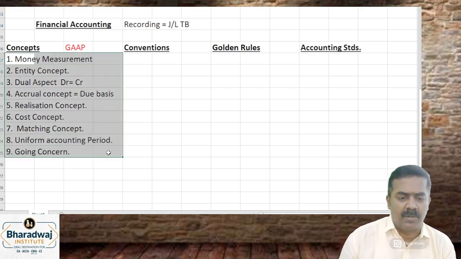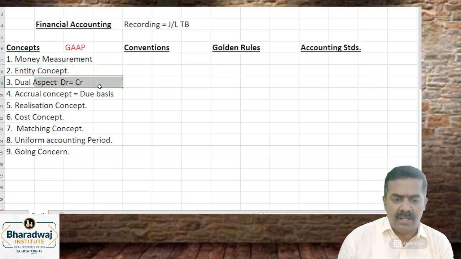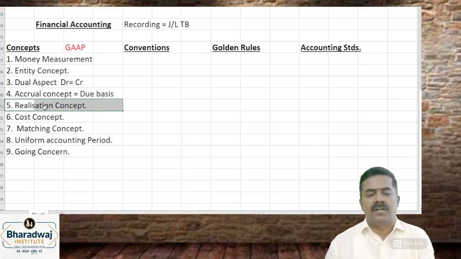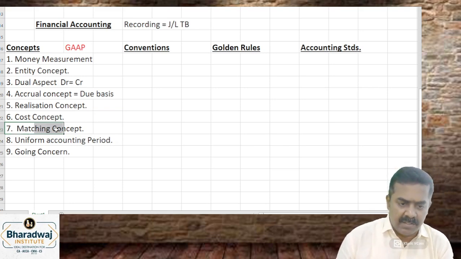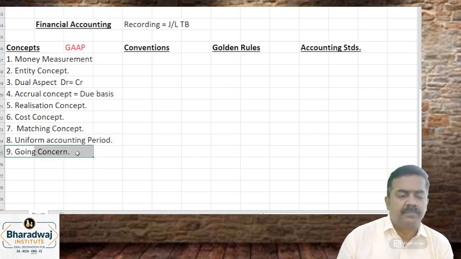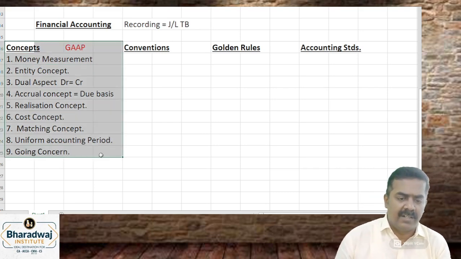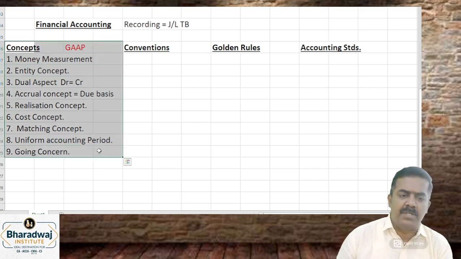So what are the concepts in accounting? Record monetary values only. Treat business and owners as separate. Every debit will have an equal credit. Ensure that income is recorded on what basis? Due basis, accrual basis. Profit or loss should be recorded only when it is realized. Cost concept ensures we record the transaction at what price? Cost price. Match income with expenses. Maintain uniform accounting period. Assume that the business will continue for a longer period. Did I omit any concept? Okay, based on this, MCQ can be tested.